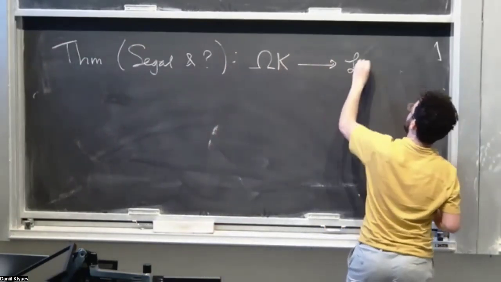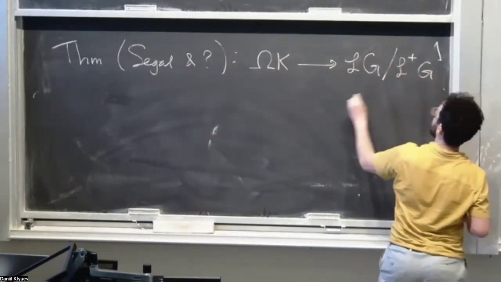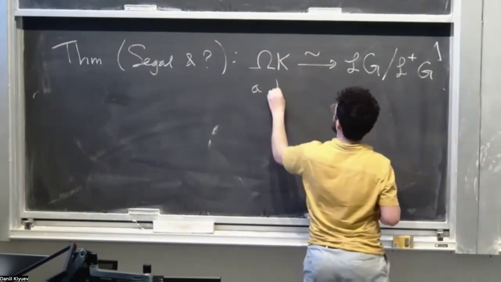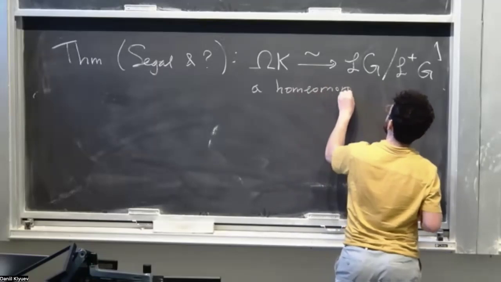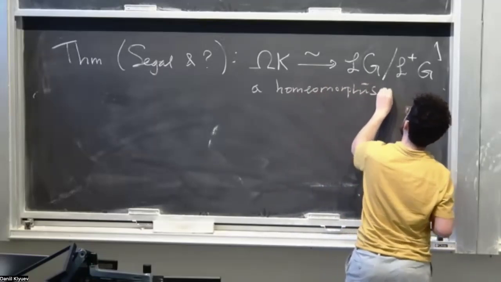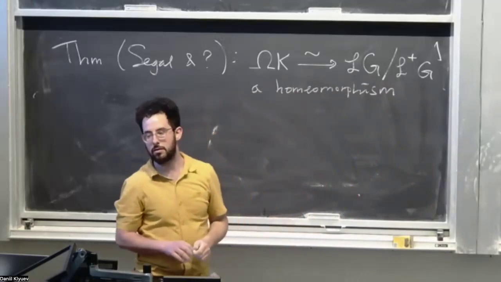And so I can now take the quotient, compose it with the quotient, and this is a homomorphism. And C points on the right.